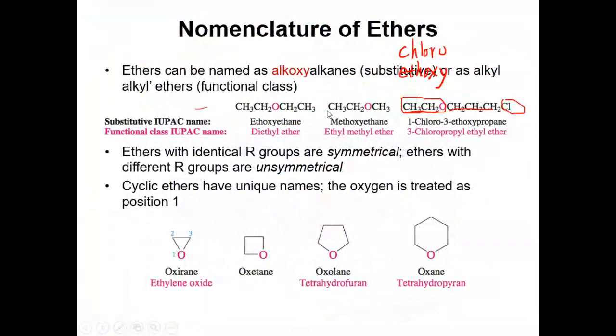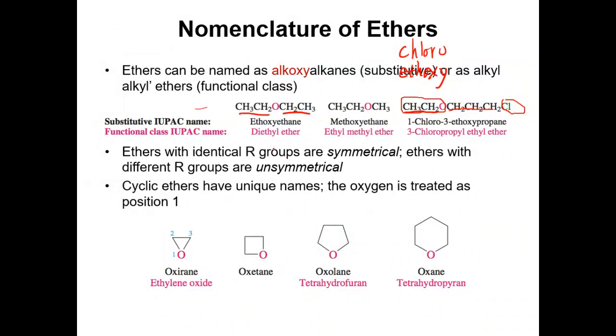Now the remaining two names are pretty straightforward. If you know how to name this one, those two should be very easy. Besides substitutive nomenclature, you can also name them by functional class nomenclature. That's even easier. You name each group individually, then arrange the names of the two groups as two separate words, separated by a space, in alphabetical order, followed by another space and the word ether.